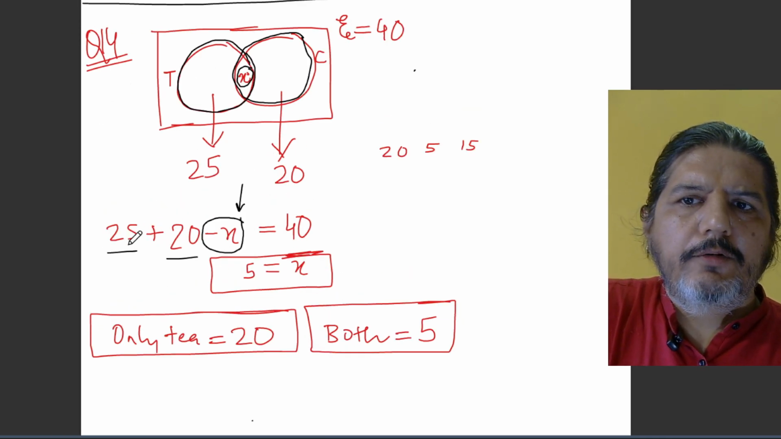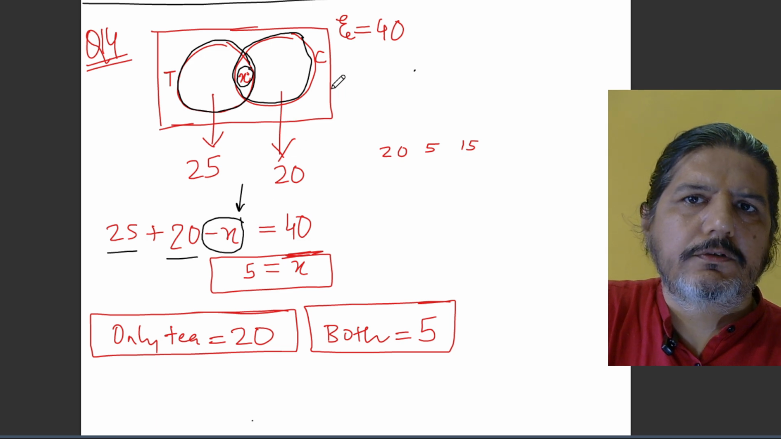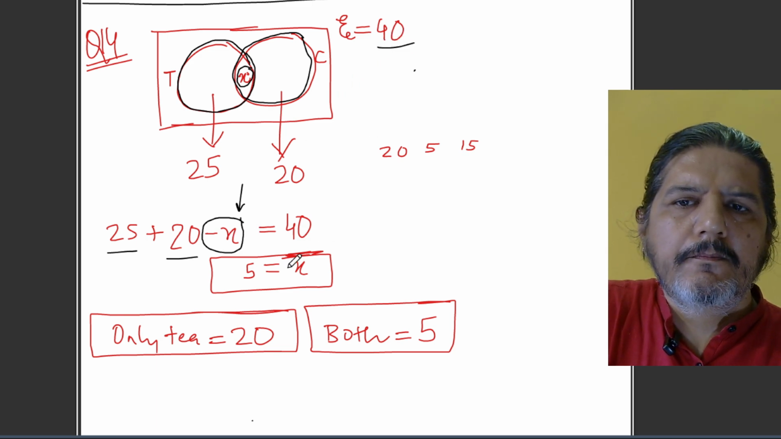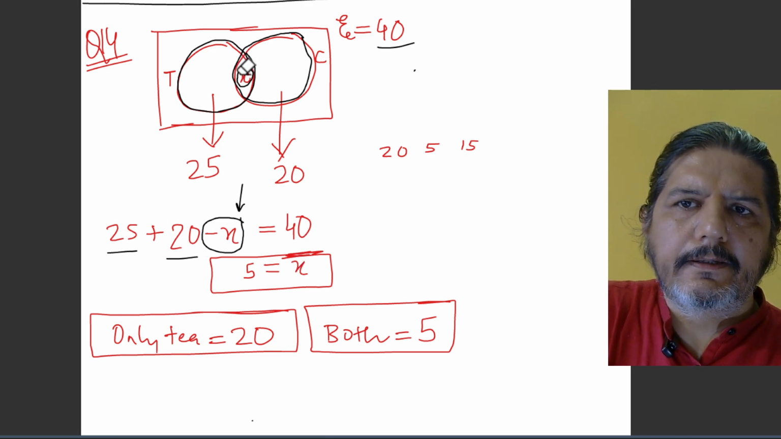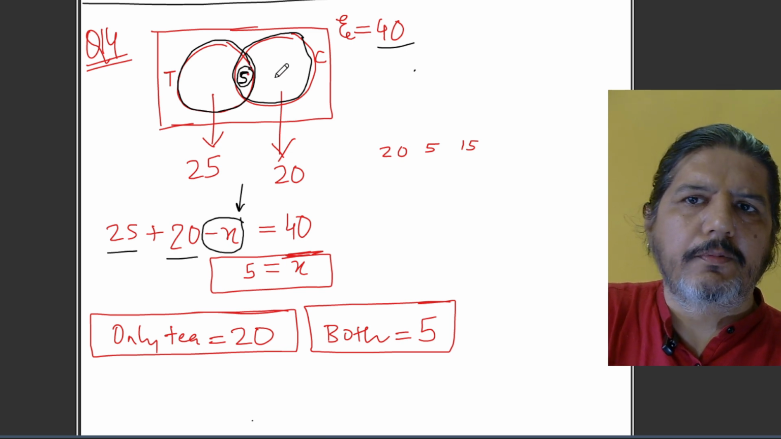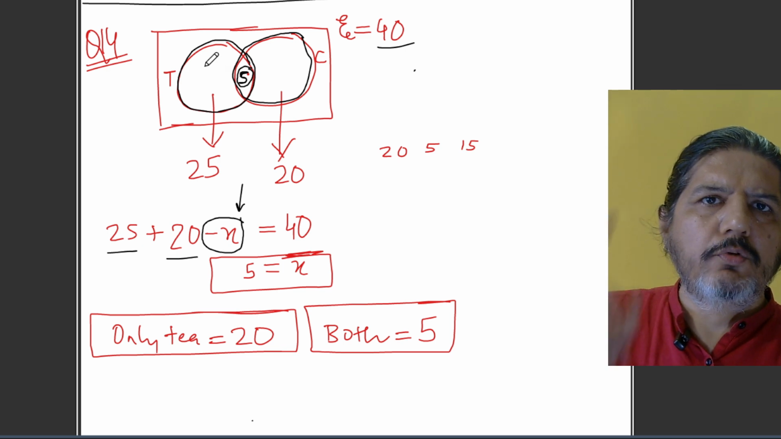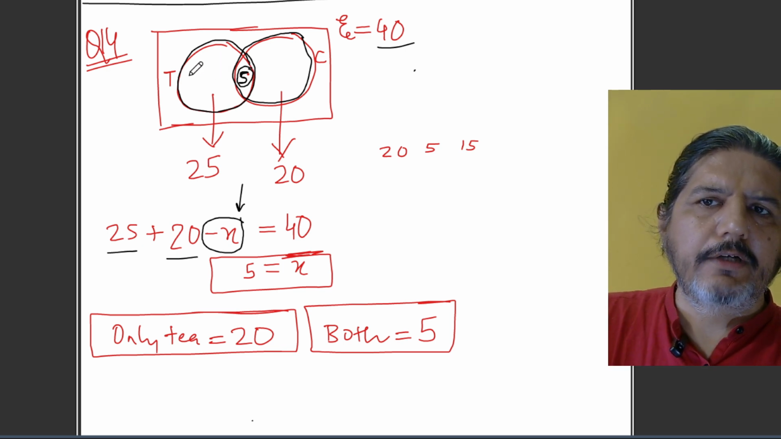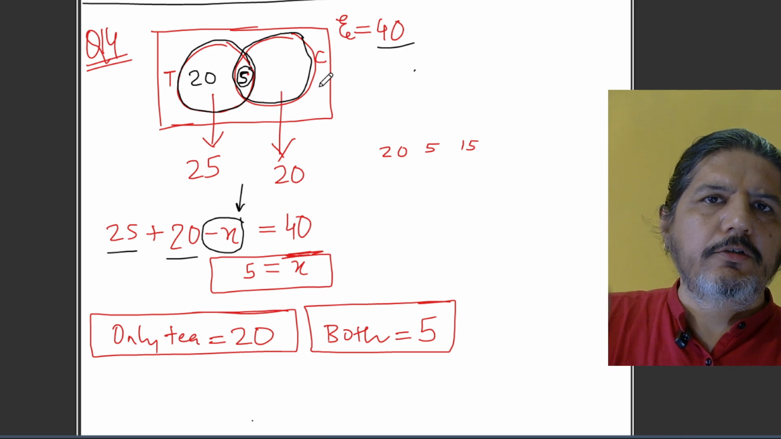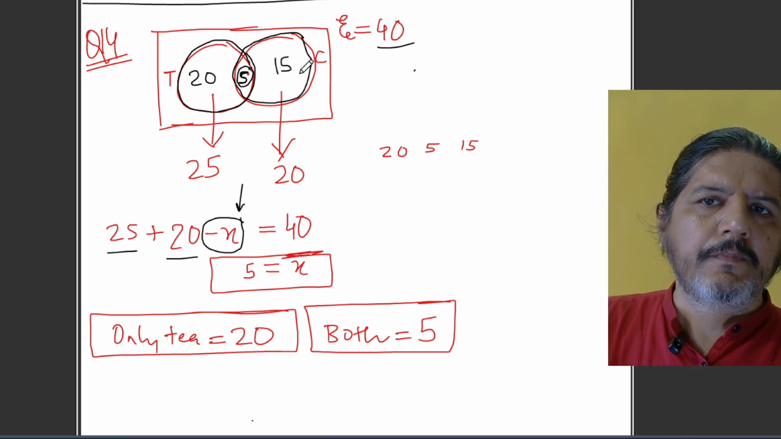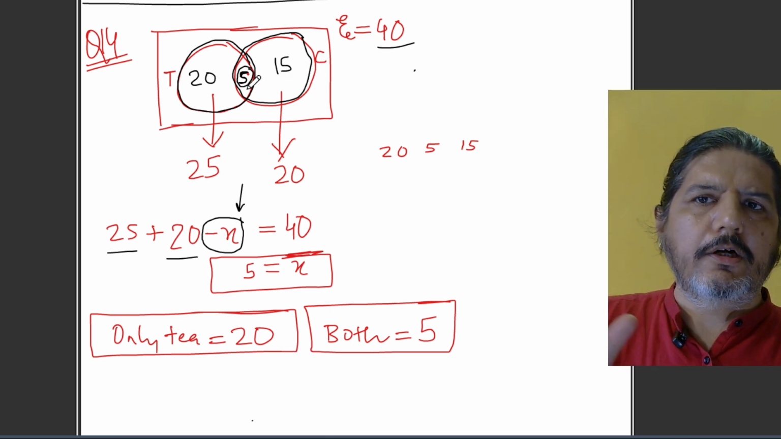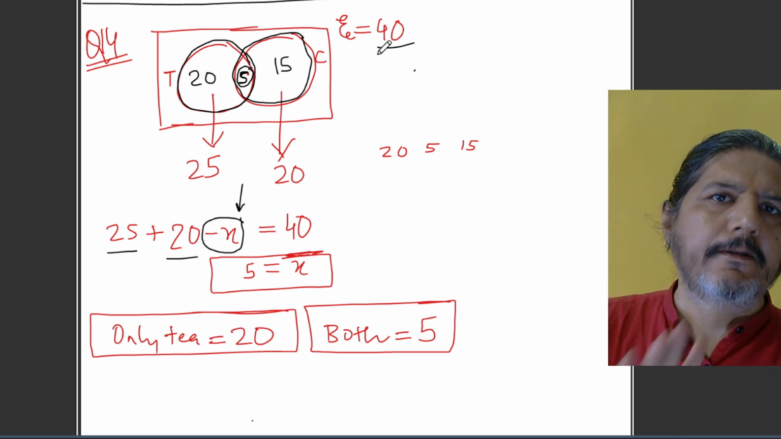So my equation now would be 25 plus 20 minus X is equal to the universal set, which is 40. So when I calculate this for X, X is 5. So 5 people are here who like tea as well as coffee. Now, if they are asking you the exclusive tea people, it would be 25 minus 5, that would be equal to 20. If they are asking you exclusive coffee, then it will be 20 minus 5, equal to 15. But the addition should work out. So 20 plus 5, 25 plus 15 is equal to 40.